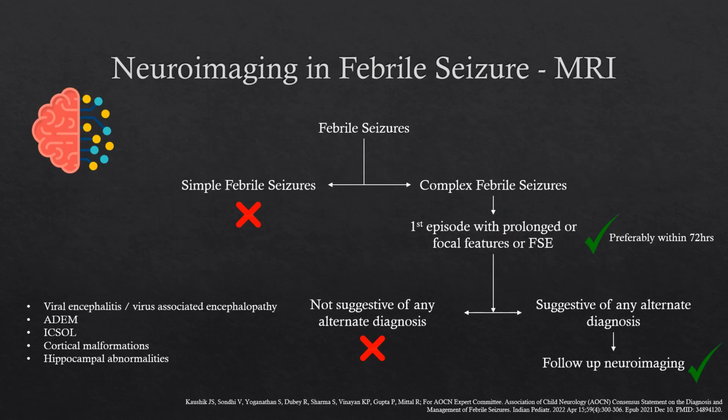Do we need a neuroimaging in this case? This is a case of complex febrile seizure, but this is not the first episode. The child has presented to you as a third episode. So we don't need to do a neuroimaging routinely in this case. But suppose we assume that the first episode that had happened at 18 months of age, the doctor has done the neuroimaging. Then we need to know whether that neuroimaging was suggestive of any alternate diagnosis, and assuming there is no alternate diagnosis, we don't need to do a follow-up neuroimaging in this case.